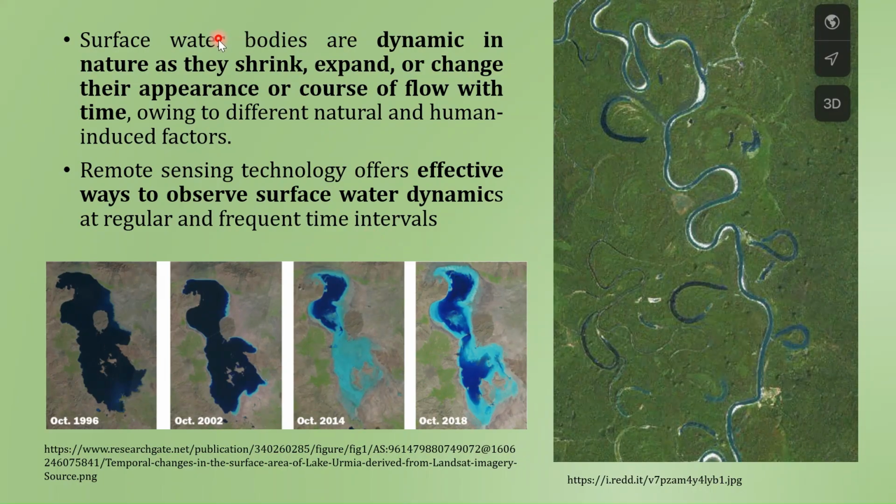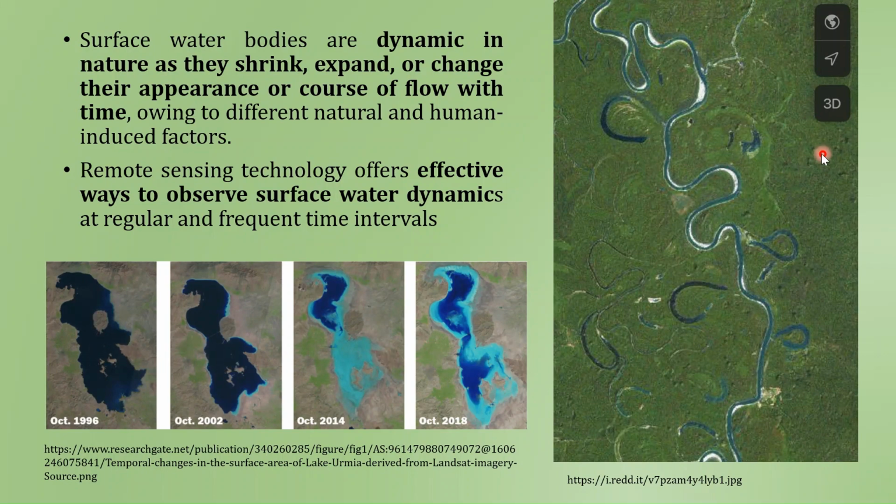Surface water bodies are dynamic in nature as they shrink, expand, or change their appearance or the course of flow with time, which may be because of natural or human-induced factors. And in this case, remote sensing technology offers a very effective method to observe the surface water dynamics. Here we can see the temporal changes in the surface area of a lake, which has been derived using Landsat imagery. So from October 1996 to October 2018, we can see the surface area has decreased drastically.